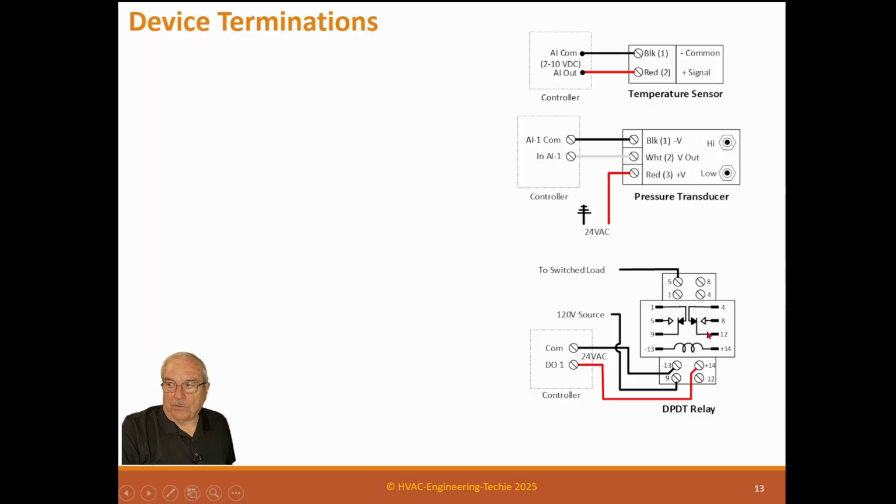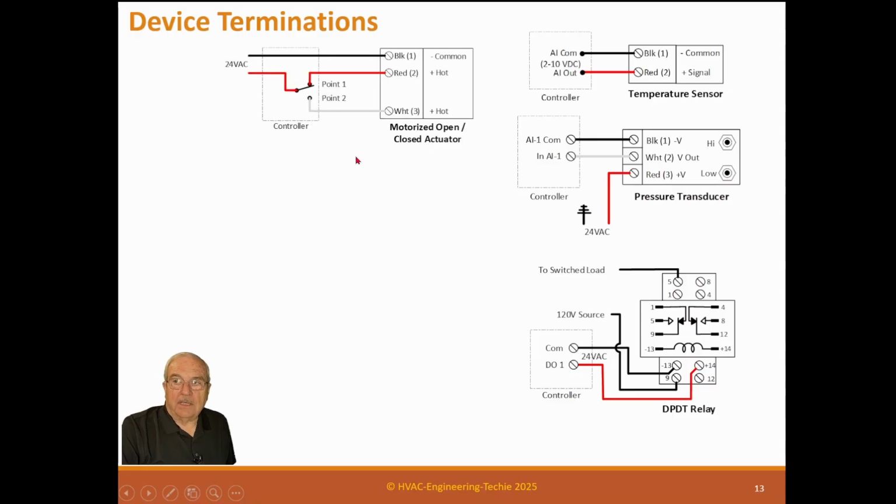Now this is double throw, so we could also run another circuit off this side, but it would be opposite of this one. So if we're running it normally open, then this side would be normally closed. So, I mean, we could run both sides, but that's why it's important to show exactly what's going on so the field technician can figure out exactly how to wire these devices.